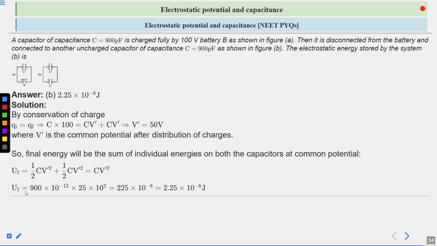Now put the value of C, which is 900 picofarad, that is 900 into 10 to the power minus 12, into the common potential squared: 50 square is 2500, that is 25 into 10 to the power 2. So it will result in 225 into 10 to the power minus 8. And the answer is 2.25 into 10 to the power minus 6 joule.